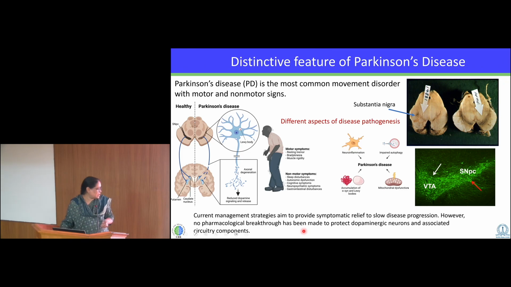Current management strategies are aimed at symptomatic relief of the disease. There has been no pharmacological breakthrough in PD for many years, apart from giving levodopa. Maybe the current research should mostly focus on protecting dopaminergic neurons and associated circuitry components.